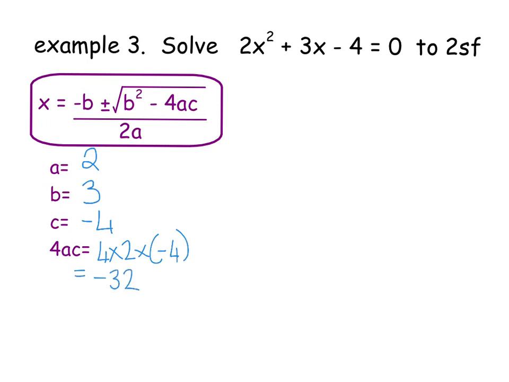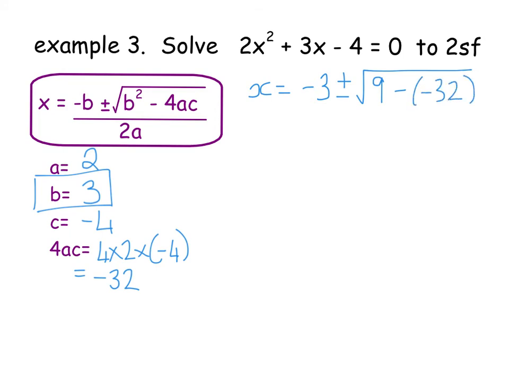So again, you've got a wee negative in there, so watch out. Substituting straight in then, so you've got x equals, b this time is 3, so we've got the negative of that, so -3 plus or minus. B squared is 3 squared, which is 9. Take away, your 4AC was a -32, so we've got a double negative. All over 2 times a, so all over 2 times 2 this time, and I'm going to just write that in. So all over 2 times 2.